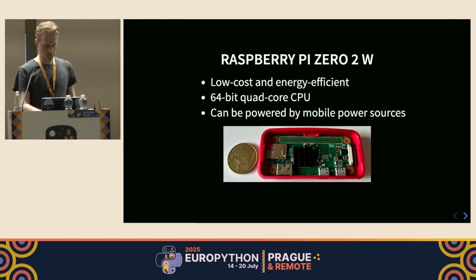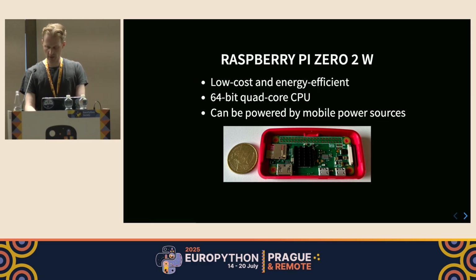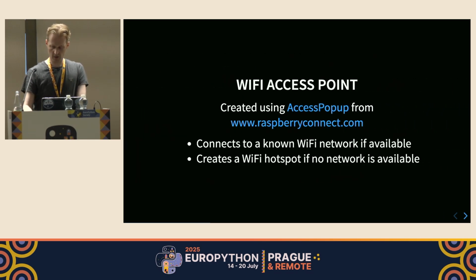To host the map, I selected a Raspberry Pi Zero 2 W. It is low cost, energy efficient, and can easily be powered by mobile power sources. To create a Wi-Fi access point with the Raspberry Pi, I used a script from raspberryconnect.com rather than reinventing the wheel. If no known Wi-Fi network is found, it creates a hotspot. When a known network is detected, it connects to it. This simplifies system updates at the home base.